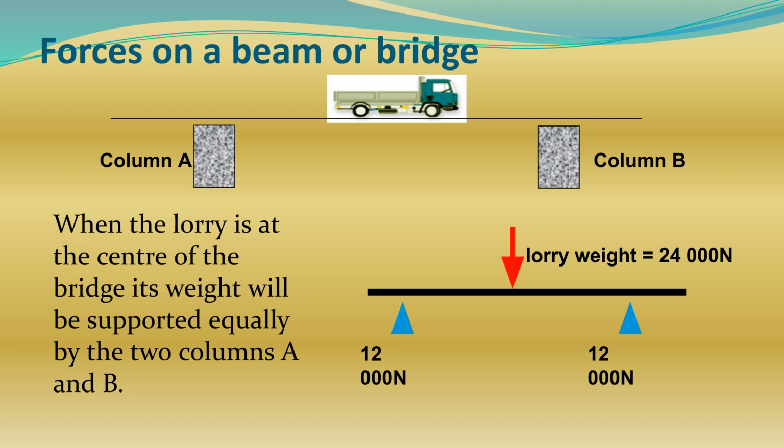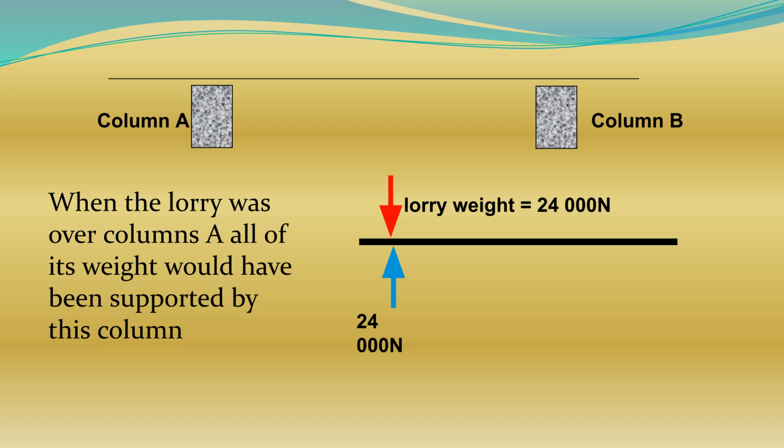Let's look at forces on a beam or bridge. When a 24,000 Newton lorry is at the center of the bridge, its weight is supported equally by the 2 columns, A and B. Each column bears 12,000 newtons. When the lorry is directly over column A, all of its 24,000 newtons of weight would be supported entirely by column A.